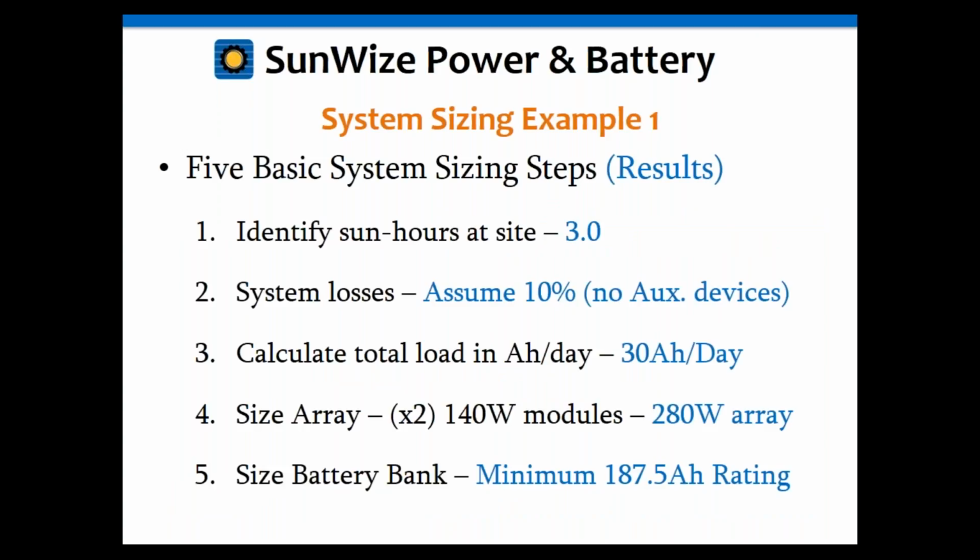Okay, just to try to summarize the results of that, we used 3 sun hours a day. We used 10% for system losses. Our load calculated to be 30 amp hours per day. We ended up using 240 watt modules. That's a 280 watt solar array, and we found the minimum battery size that we needed was 187 amp hours.